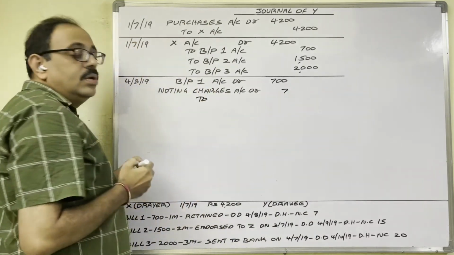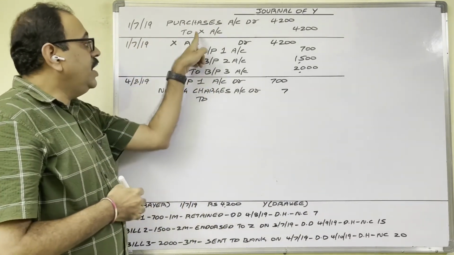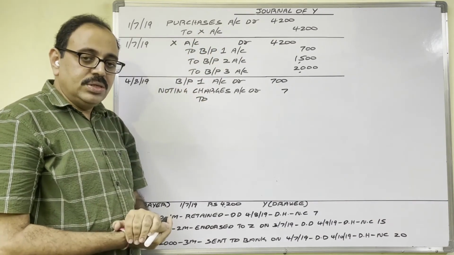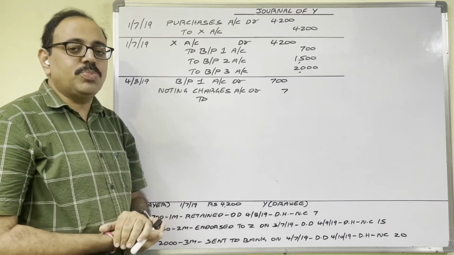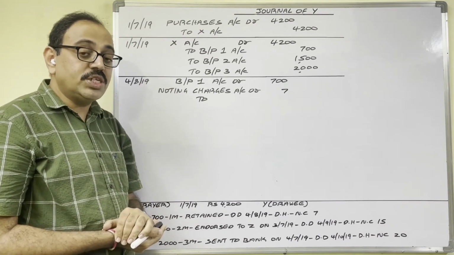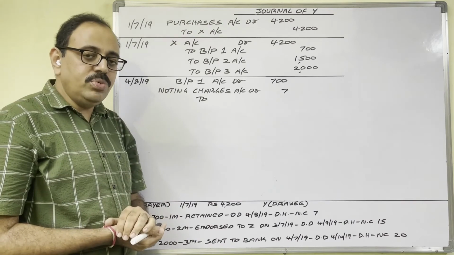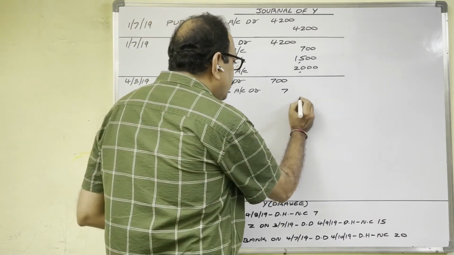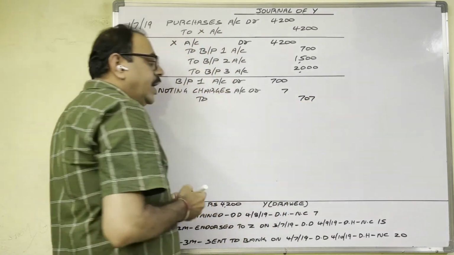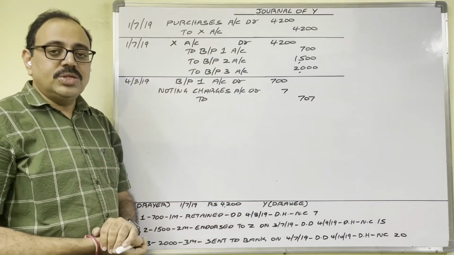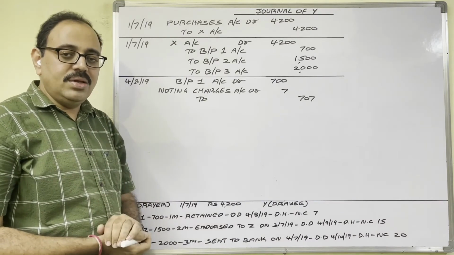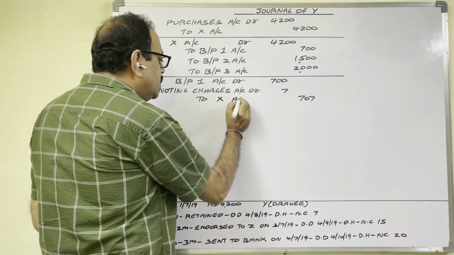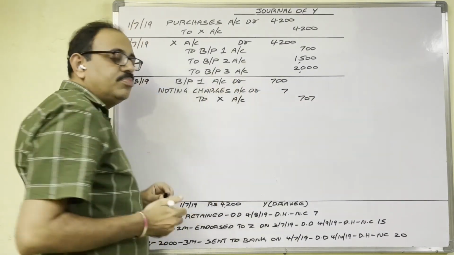To X account. Finally, again X becomes a creditor for 707 rupees. So Y cannot escape from his responsibility, no? On the due date of the first bill, he dishonored the bill. But in future, that amount again he has to pay, no? So for 707 rupees, X becomes a creditor again. So creditor means liability. Liability shows a credit balance. Therefore, we should credit X account with 707 rupees.